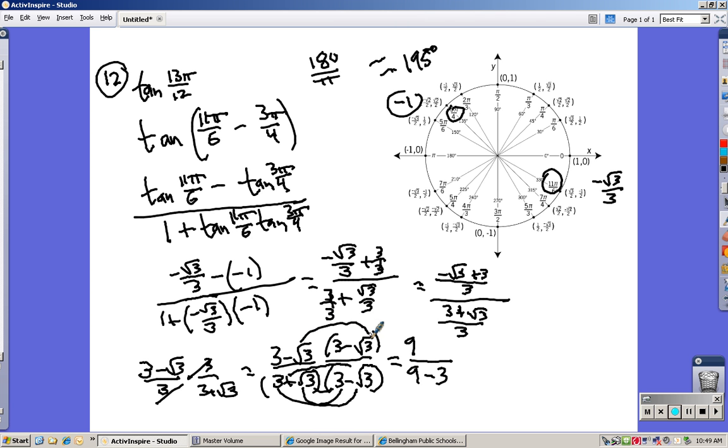Negative root 3 times negative root 3. Negative times the negative is positive. Root 3 times root 3 is 3. 3 negative root 3, 3 negative root 3 gives me 2 of those, so it's negative 6 root 3. Combine some like terms. Up top I have 12 minus 6 root 3 over 9 minus 3 is 6. And then from here I can do a little bit of reducing. 6 goes into 6, 6 goes into 12. So I'm left with 2 minus square root of 3.